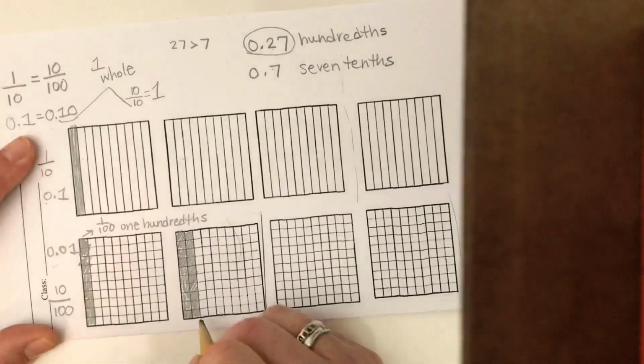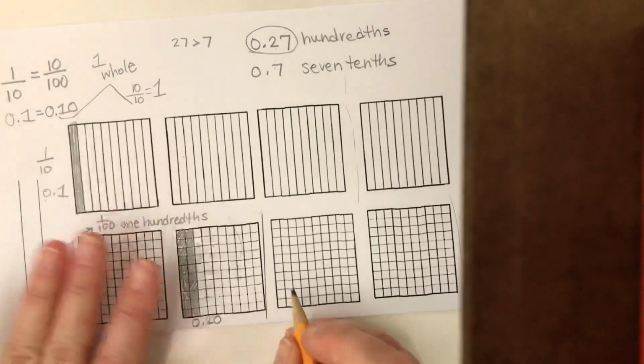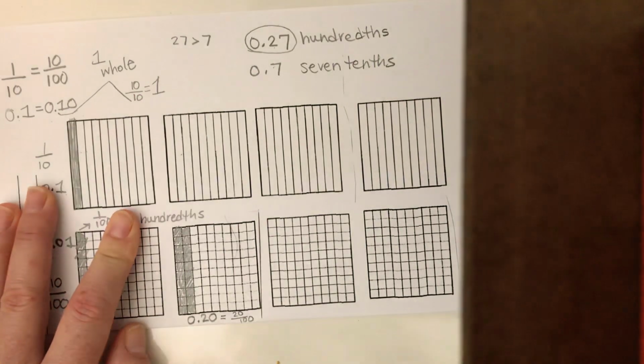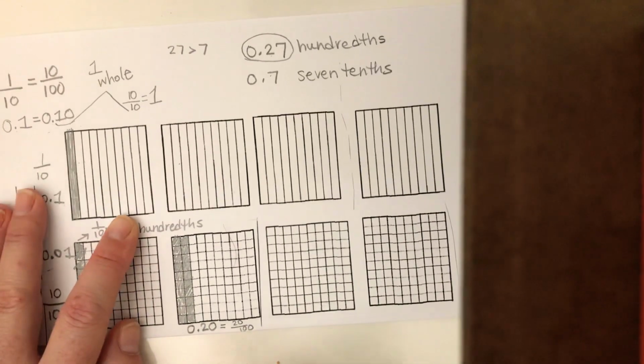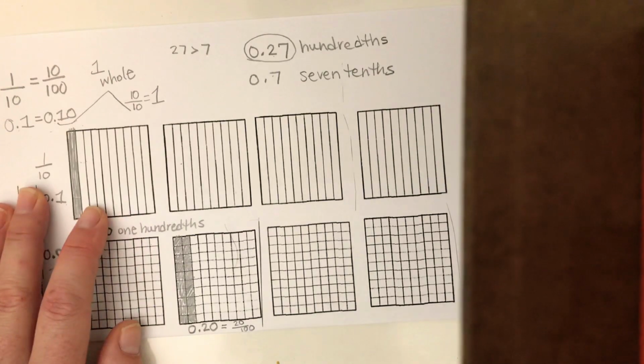So we would write that as a decimal as 0 and 20 hundredths, or 20 over 100 as a fraction. The denominator is tenths, hundredths, or thousandths when we're talking about decimal numbers. So now I want you to think, how many tenths would that be equal to?